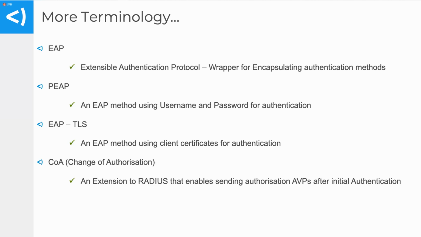COA, as I mentioned earlier, is change of authorization. It's an extension to the Radius to enable it to send authorization AVPs or AV pairs, as they call it, after the initial authentication has been completed, okay?